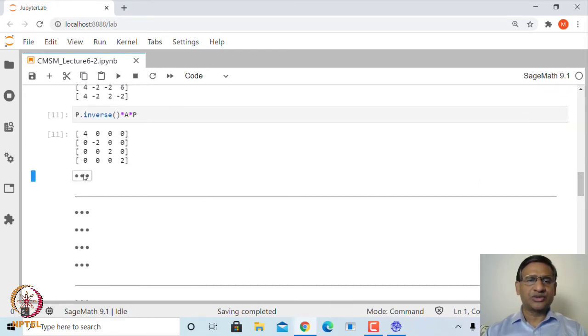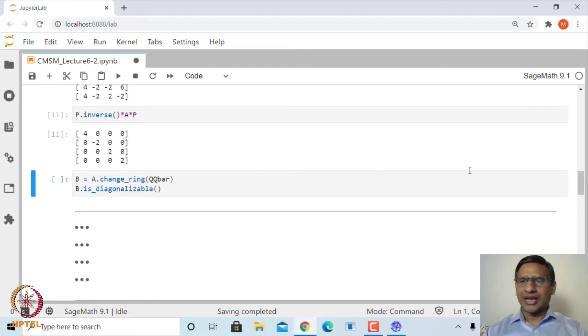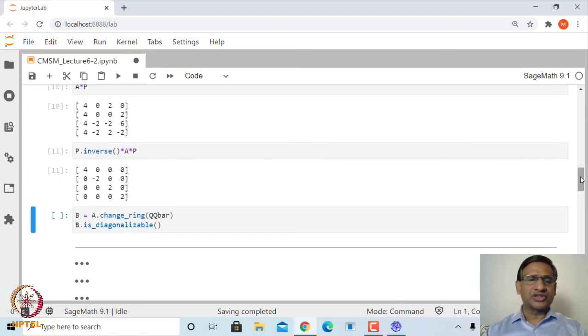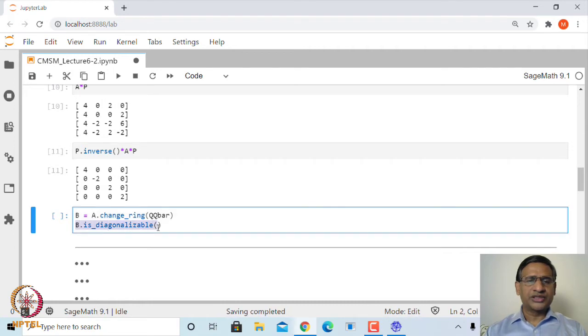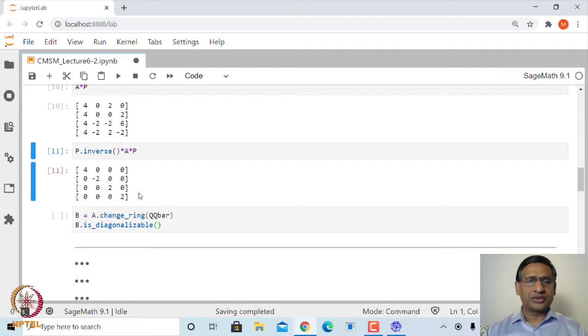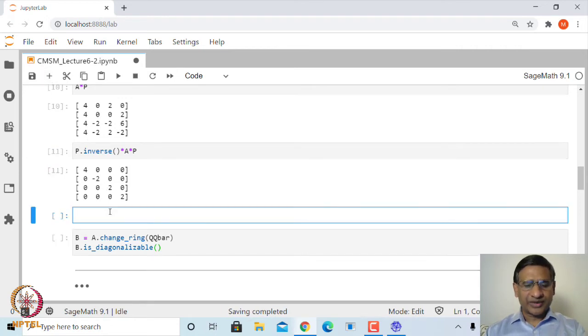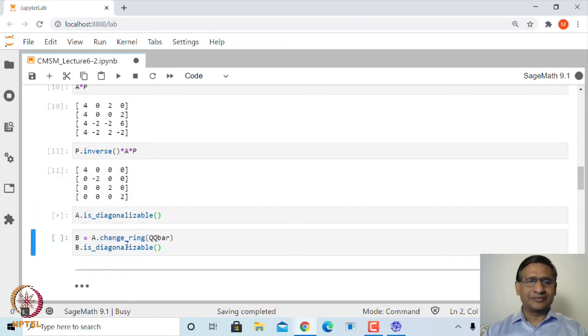So, this matrix is actually diagonalizable, and there is an inbuilt function to check whether something is diagonalizable or not. You can use the is_diagonalizable method. So, for example, if I say A.is_diagonalizable, then you will get an error.